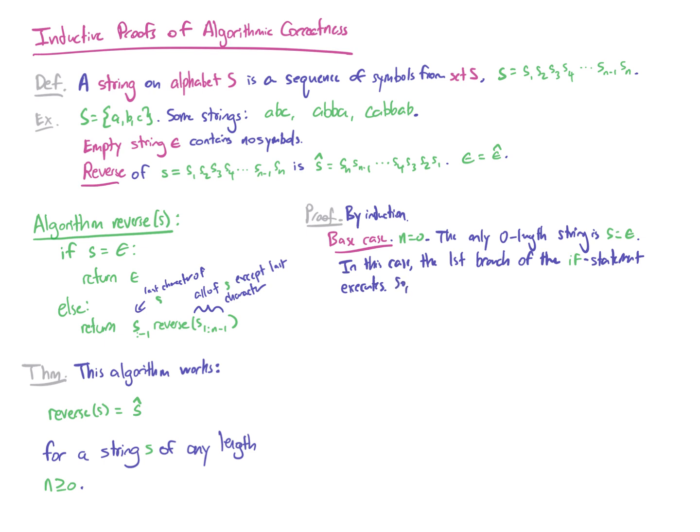So in this case, the reverse of epsilon is epsilon itself. But we know that by definition or convention, depending on how you want to look at it, epsilon is its own reverse. Epsilon is equal to epsilon hat. And that's what we needed to show. We needed to show that reverse returned the reverse of the input string. Here it has done that in the base case. So we're done. Boom, base case established.